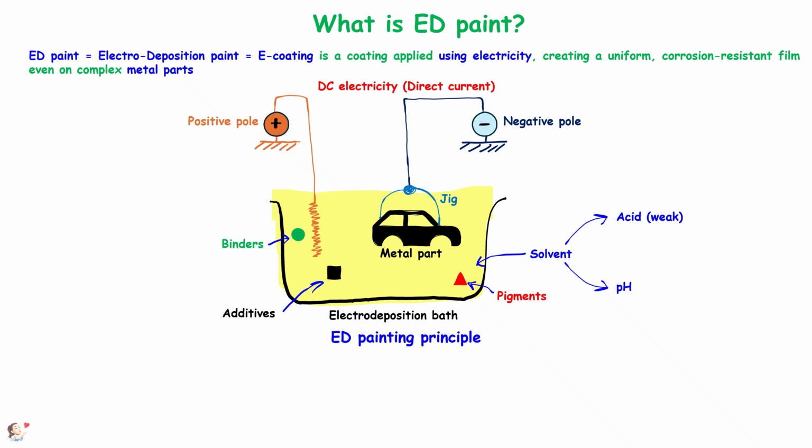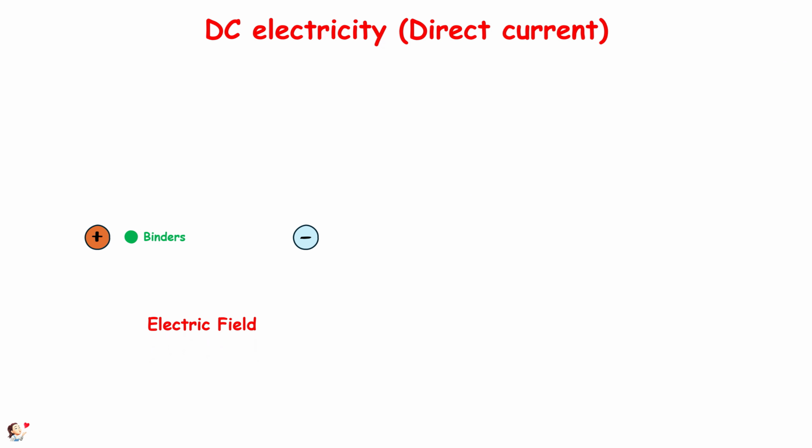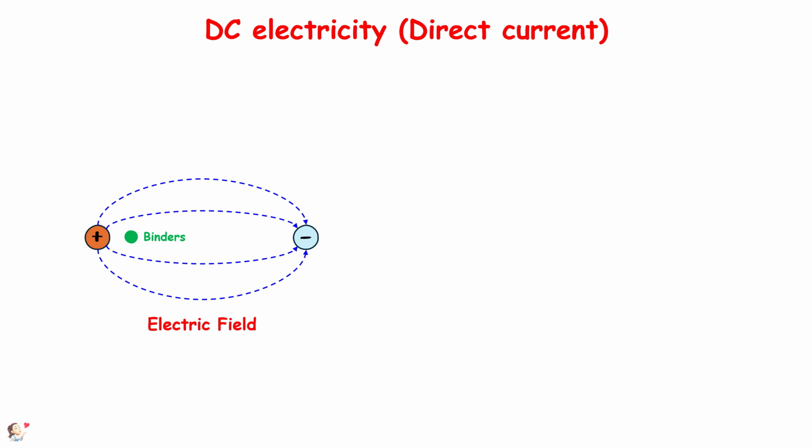By definition, E-coating is a coating applied using electricity. So, does it use direct current or alternating current? The answer is that it uses direct current electricity. Why? Because electric current can create an electric field. Simply put, there's an invisible force of attraction and repulsion between the positive and negative poles of an electric current, directed from the positive to the negative pole.